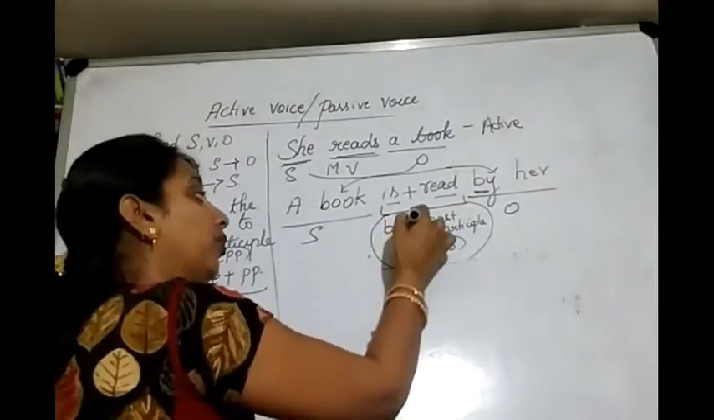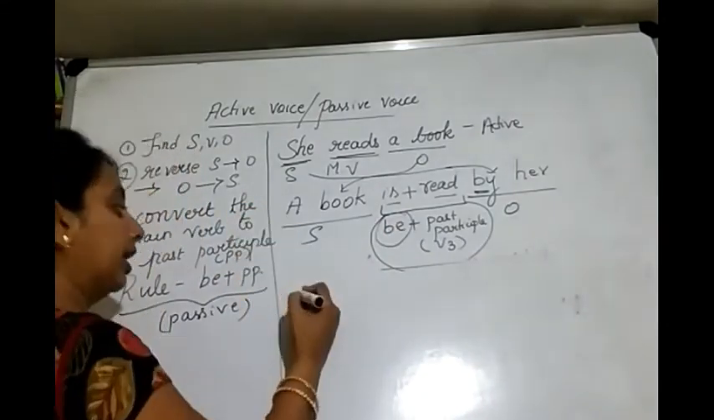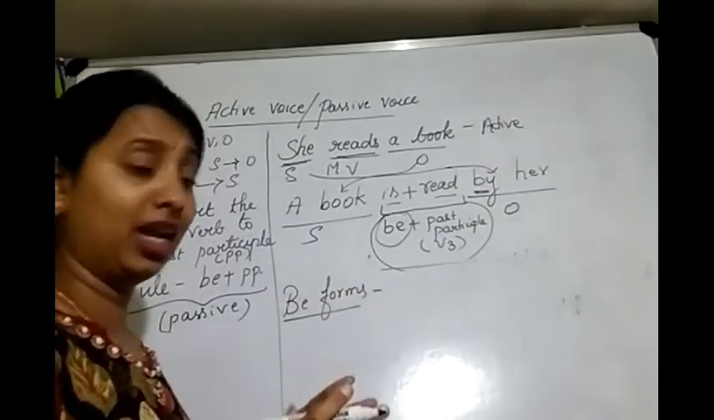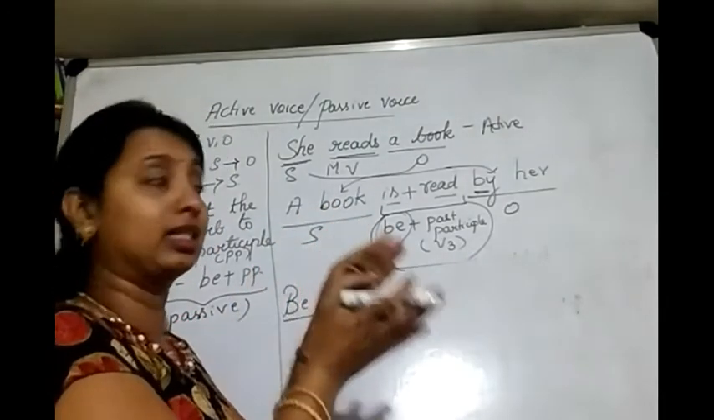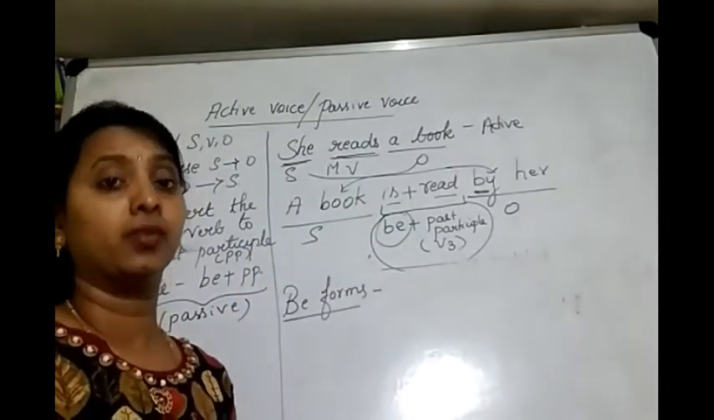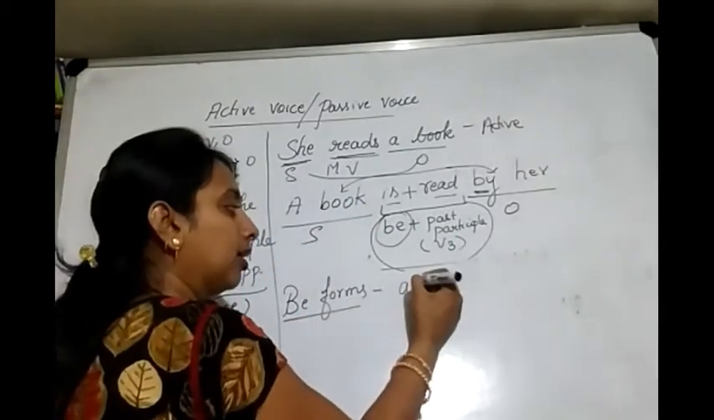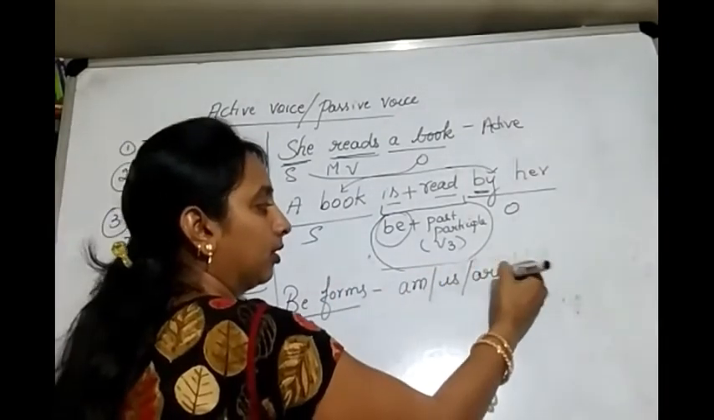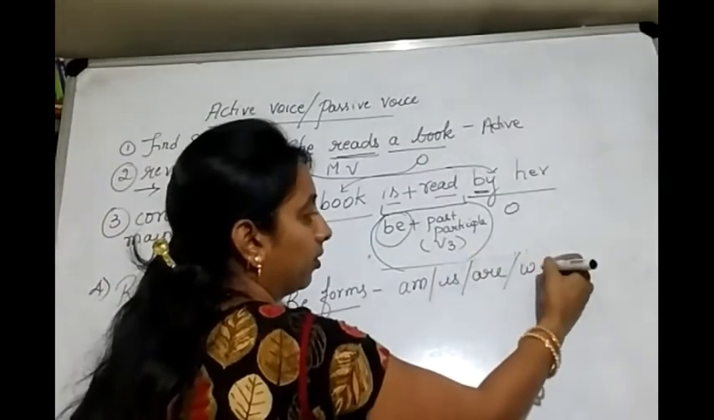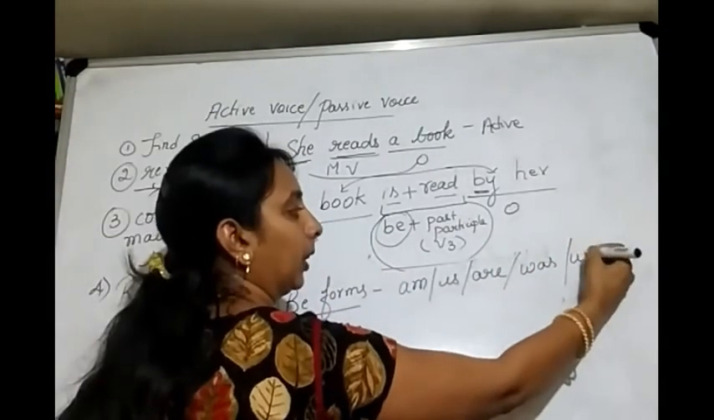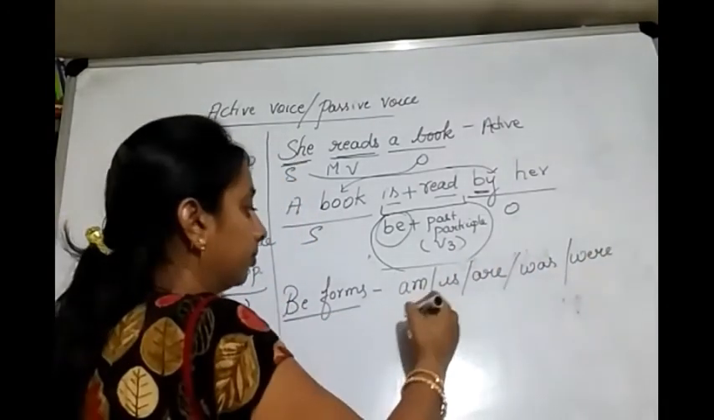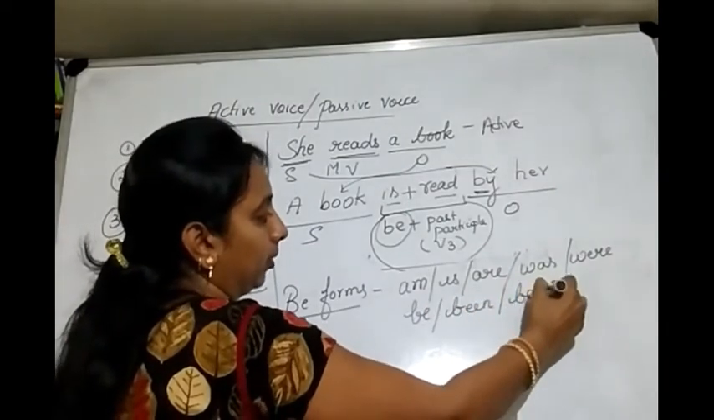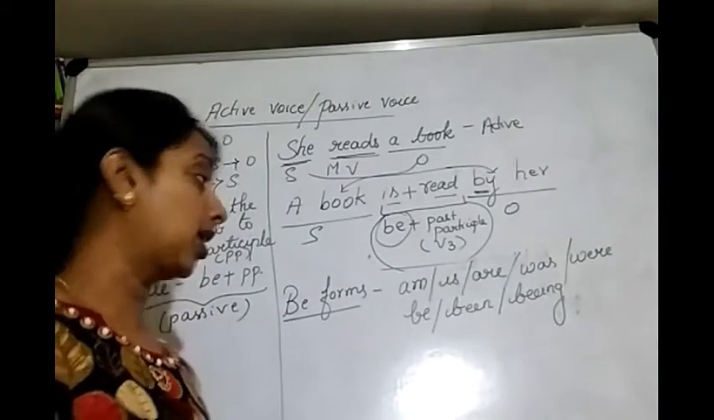Now, do you know which are the be forms? Let us take those be forms. Whatever I am writing below, you have to take a note of it to understand this passive voice very clearly. So, be forms are am, is, are, was, were, be, been, being. So, these are be forms.